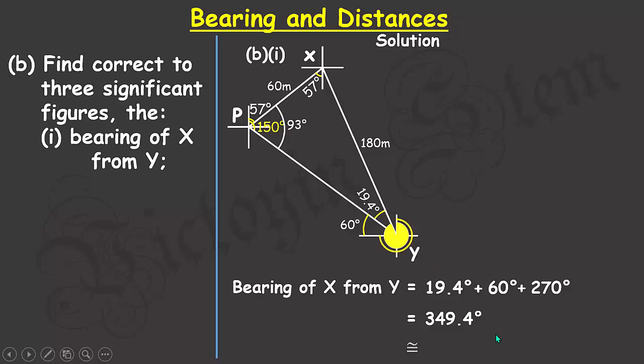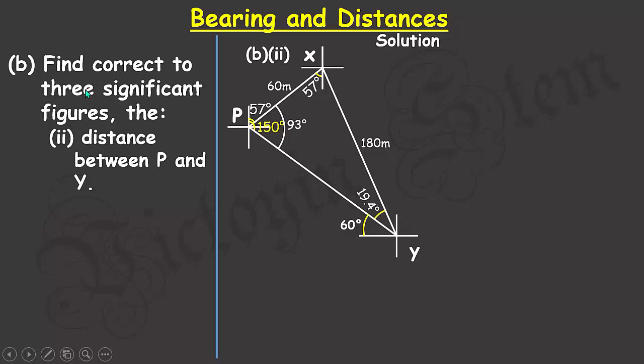Now to three significant figures, the most important digit here is 3, followed by 4 and then 9. If I look at the next digit, 4 is less than 5, so I'll round it down, it becomes 0. So my final answer is 349 degrees. That is the bearing of X from Y.